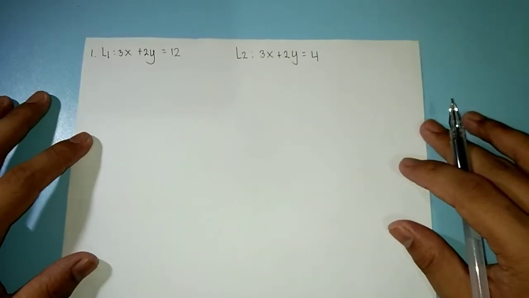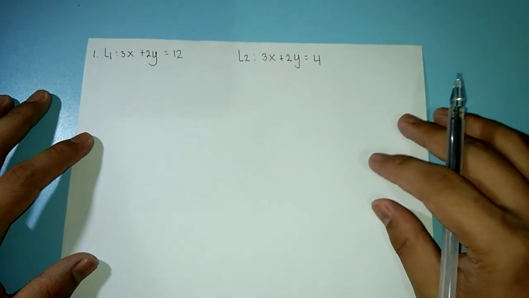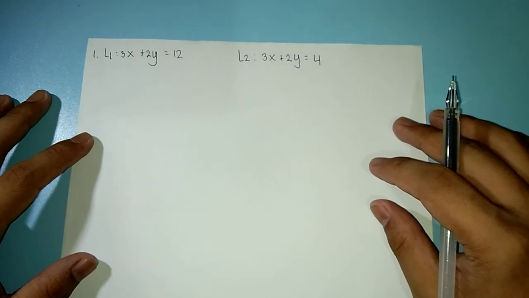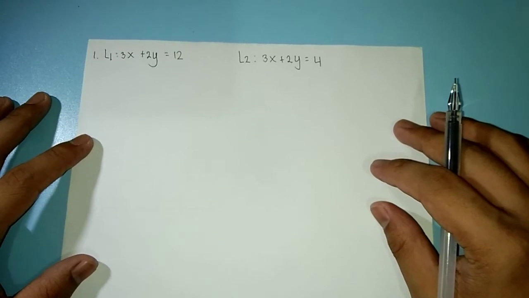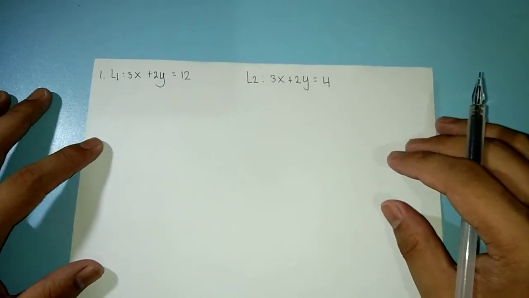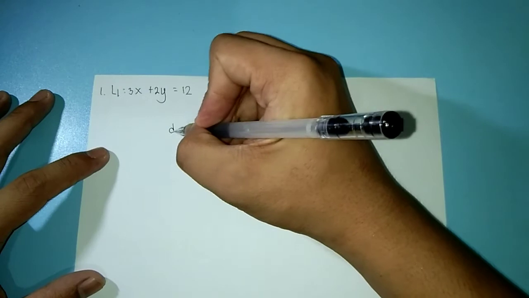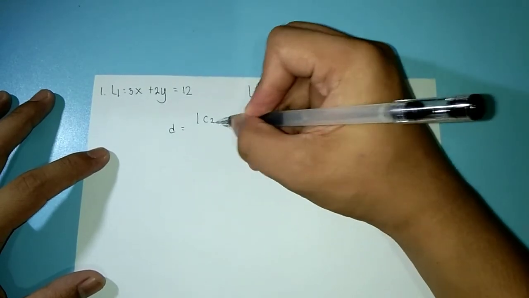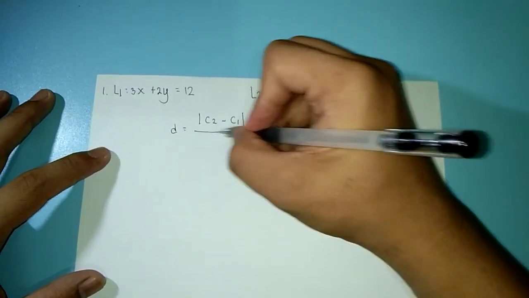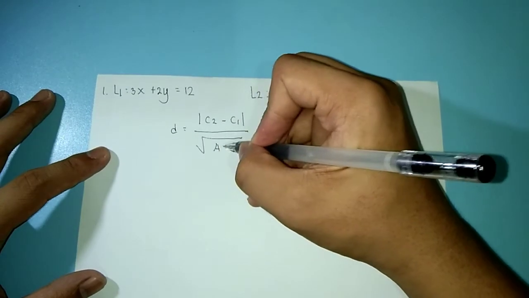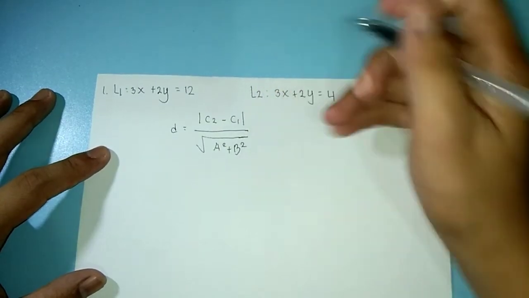Okay, so let's have our example. So ito yung ating dalawang lines. We have 3x plus 2y equals 12 and we have 3x plus 2y is equal to 4. So ano nga uli yung formula para sa distance between two parallel lines? So we have D is equal to absolute value of C sub 2 minus C sub 1 all over the square root of A squared plus B squared.